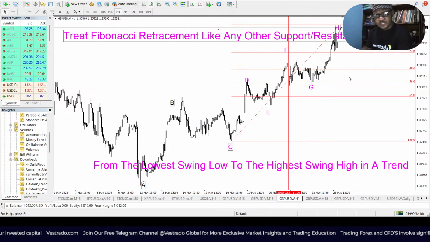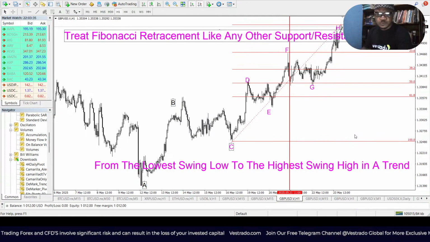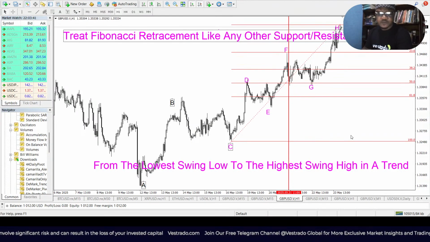If it breaks past it going down, then the next most likely target will be the 50% mark. If it touches the 50% mark, it could touch it and reverse, or it could break it, and if it breaks it significantly going down, then the next most likely target will be the 61.8% mark. If it touches that, there could be a reversal, or it could break it, and if it breaks it going down, then the next most likely target will probably be the 100% mark on the Fibonacci. This is how Fibonacci retracement works. Very, very simple.